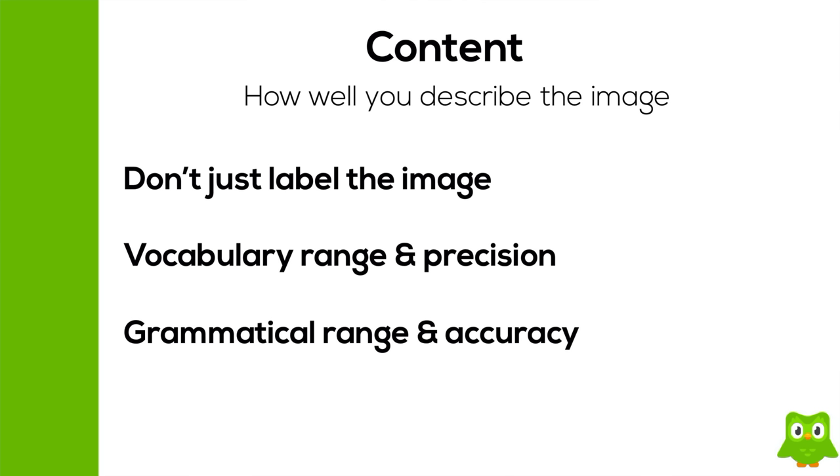Next, in the content section, we have vocabulary range and precision, and grammatical range and accuracy. For vocabulary range, do you use topic-related vocabulary, adverbs of place, and also descriptive adjectives? And do you use the correct grammar to describe the image? Of course, this is a test of your English ability, so it's not surprising that vocabulary and grammar are scored quite highly on this task.